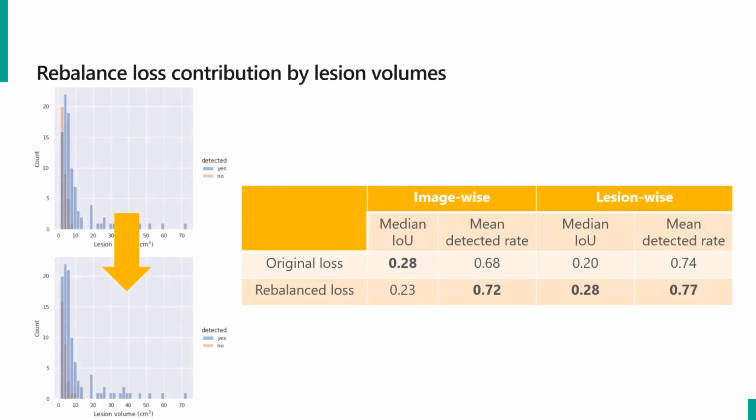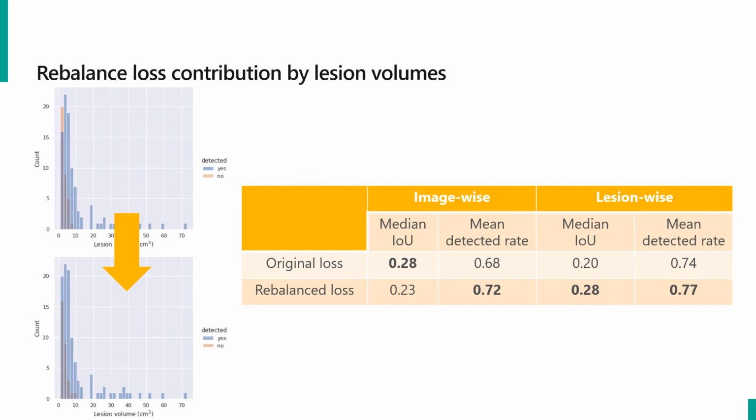To tackle this problem, we propose our own solution, that is to rebalance the loss contribution by the lesion volumes. After applying the rebalanced loss, the model is able to detect more small lesions. We in addition evaluate the model performance in terms of the detected rate and the IOUs. By applying the rebalanced loss, the image-wise and the lesion-wise mean detected rate increase, as well as the lesion-wise median IOU. However, the image-wise median IOU decreases because the model tends to have more false positives to be able to detect more small lesions.